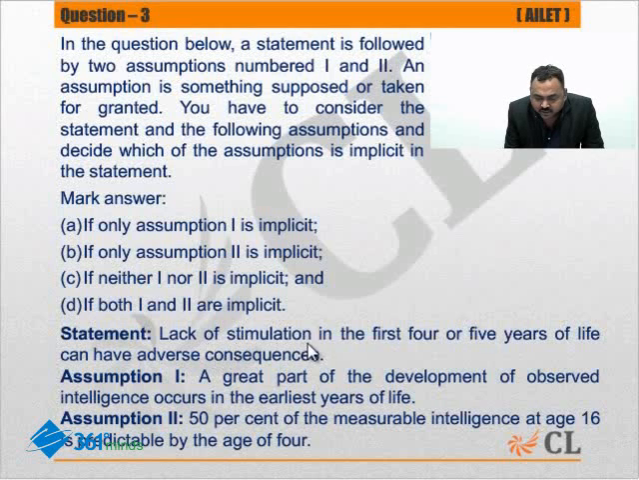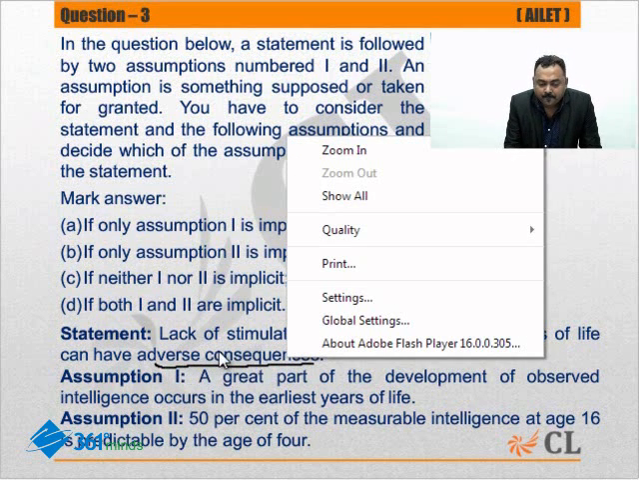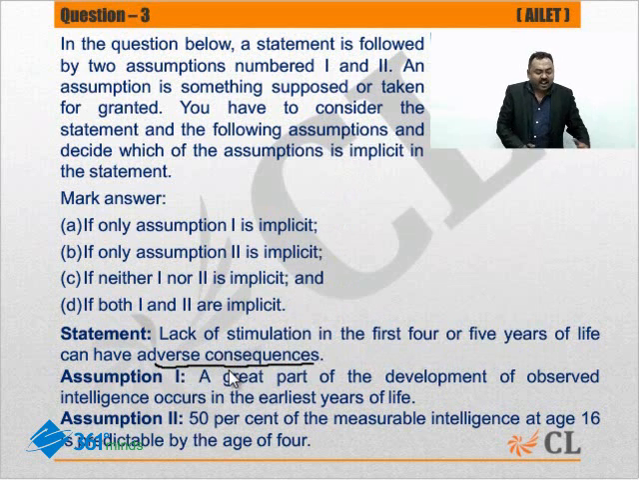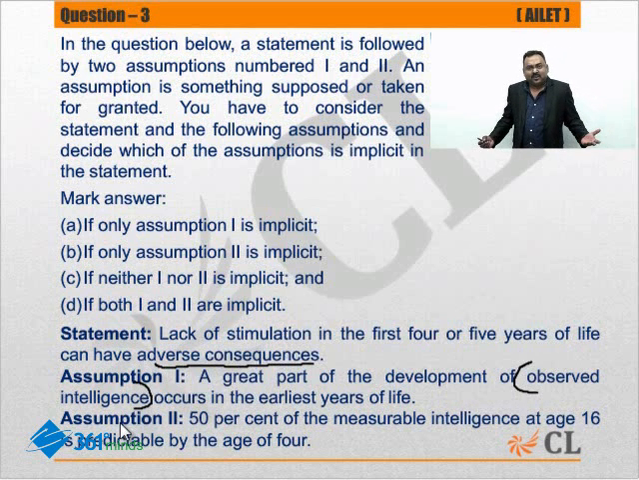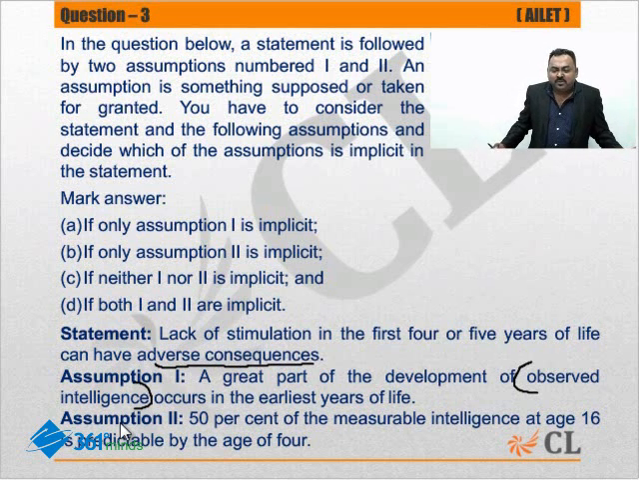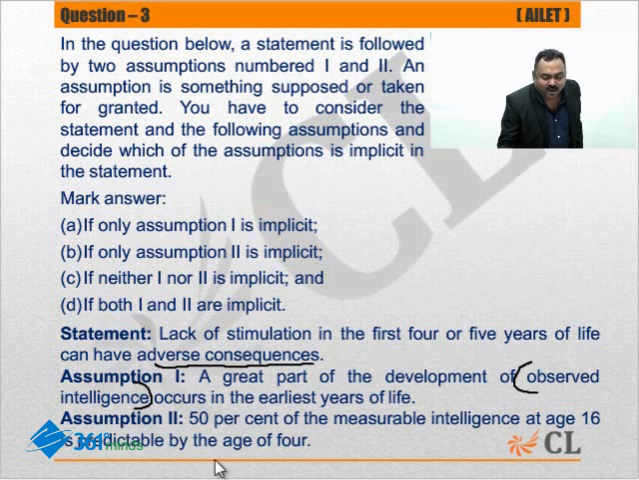Lack of stimulation in the first 4 or 5 years of life can have adverse consequences. So what it's saying is lack of stimulation in the first 4 or 5 years of life can have adverse consequences. Let's read assumption 1. A great part of development of observed intelligence. Nothing is mentioned about observed intelligence. Nothing whatsoever. So observed intelligence has got no relationship to the original statement being made. Therefore, it can't be an assumption. If you got that right, awesome.